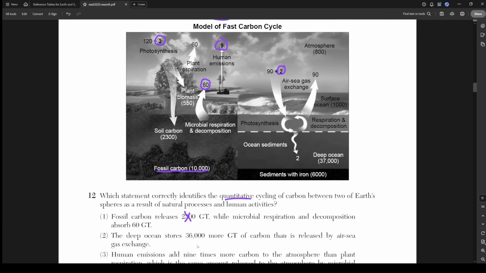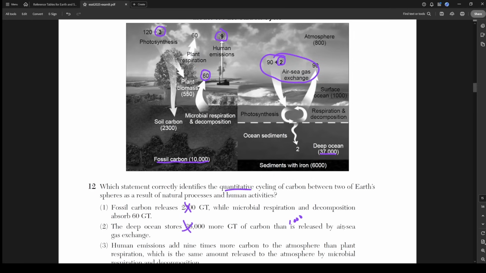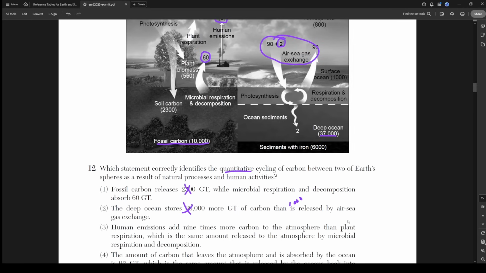The deep ocean stores 36,000 more than is released by air-sea gas exchange. So 36,000, so this is 37,000. So if the deep ocean stores 36,000 more, that would mean that 1,000 has to be released by air-sea gas exchange. And as you could see, it's only 90. So this is wrong. Wow, that stinks.